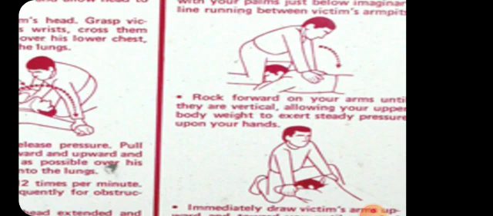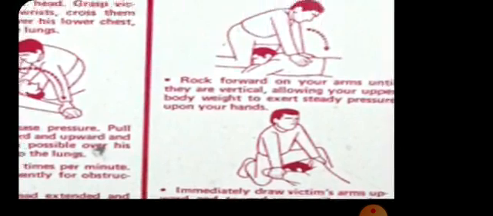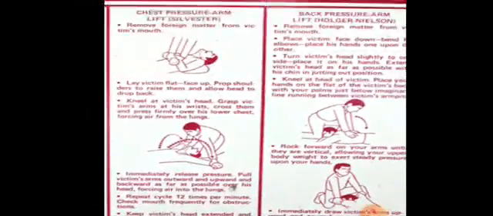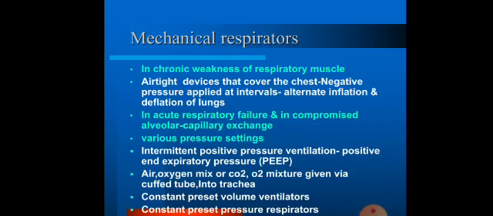Once that is done, rock forward on your arms until they are vertical, allowing your upper body weight to exert steady pressure upon your hands. So basically here in the Holger-Nielsen method, the operator gives pressure in a particular directed way, causing air to enter the lungs of the victim. So that's about the two methods: the Sylvester method, which is the chest pressure arm lift method, and the Holger-Nielsen method, which is the back pressure arm lift method.